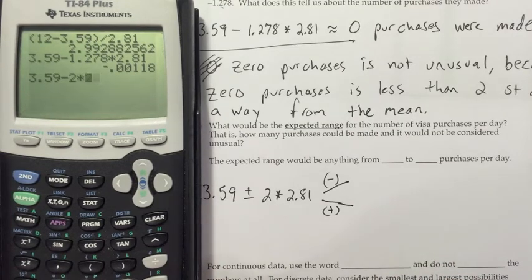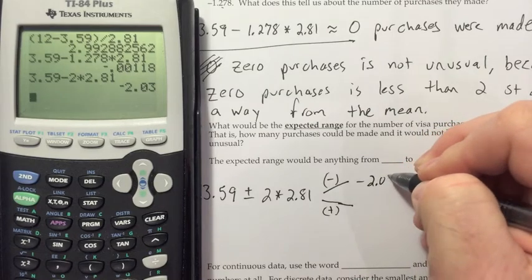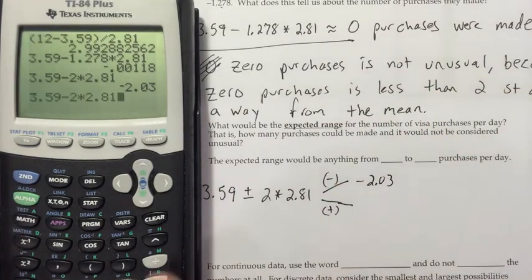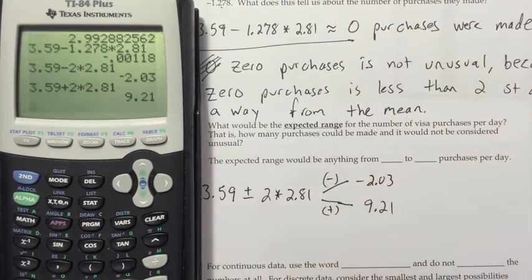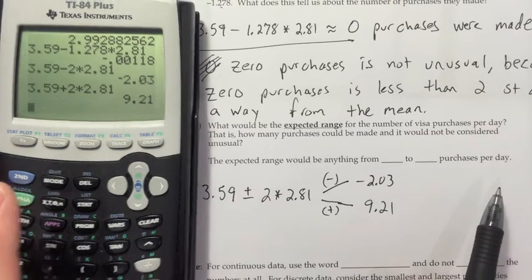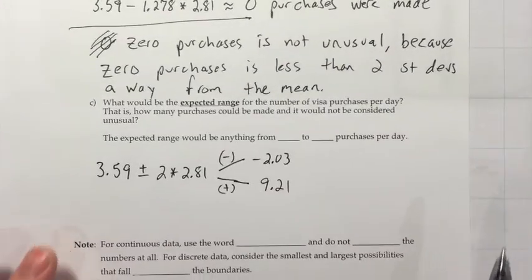3.59 minus 2 times 2.81 is negative 2.03. And if I hit second enter and change that minus sign to a plus sign, I get 9.21. So it might be a little bit tempting just to take these two numbers and plug them into the blanks there. And that is what you do if it was a continuous data set where negatives made sense. But this is a discrete data set, and also one where negatives do not make sense.